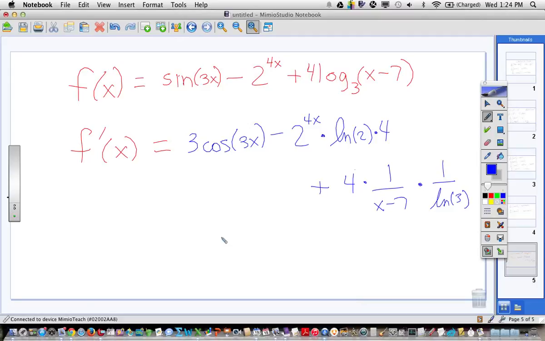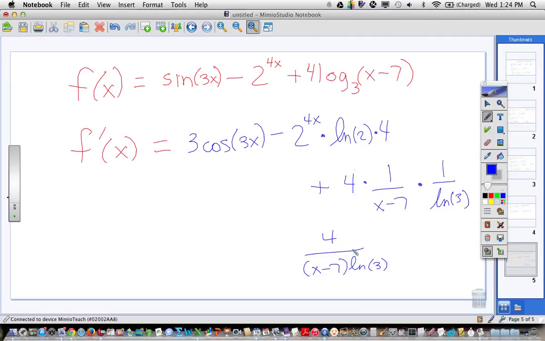Where people get in trouble is sometimes they think they can bring this 4 in with that 2 and make an 8, and you can't do that. Okay? So it's perfectly fine to just leave that like that. This one, we could put that together, maybe put the 4 on top. Then we would probably need to make sure we put parentheses around that x minus 7.